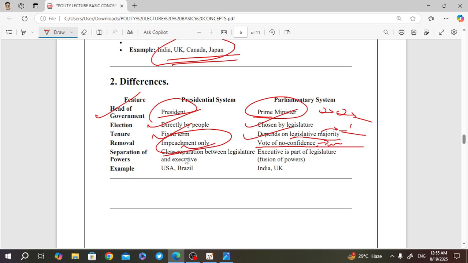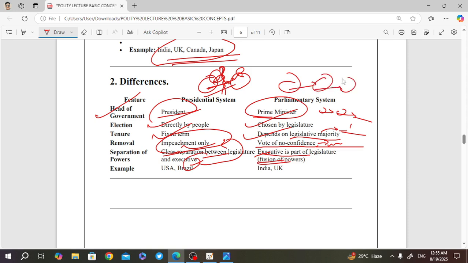Separation of power: there is a clear separation between legislature and executive in the presidential system, because the executive is not responsible to the legislature. There is no council here, so it is a clear-cut separation between the executive and the legislative. But here the executive is a part of the legislature. That means there are the people, then a council, then a leader. So it is part of the legislature. This is in the US or Brazil, and that is in the UK. So this is the presidential system and parliamentary system.